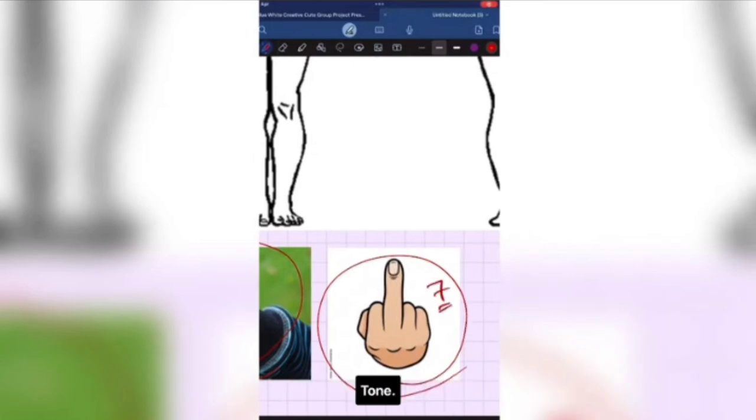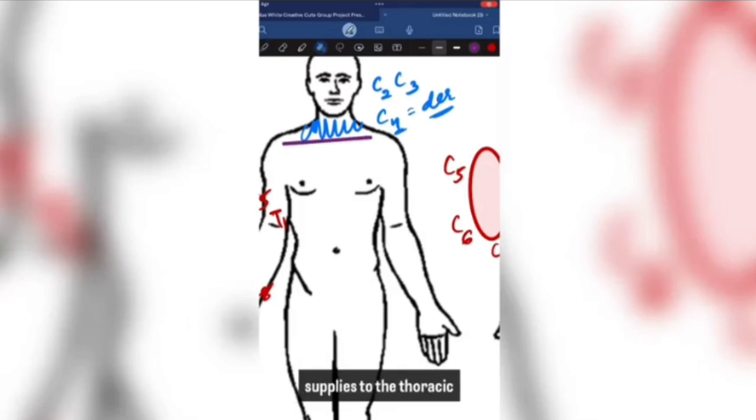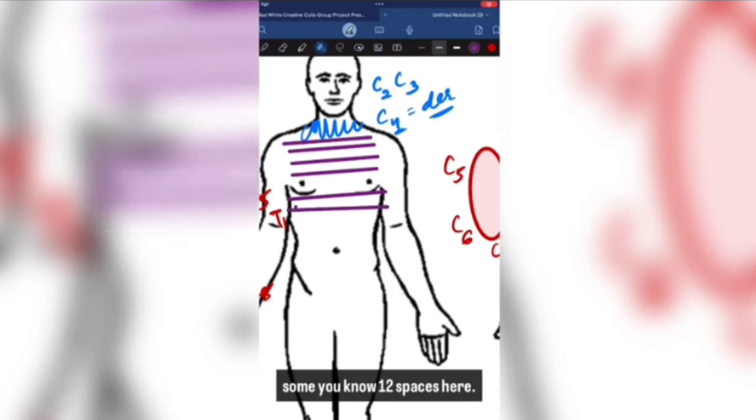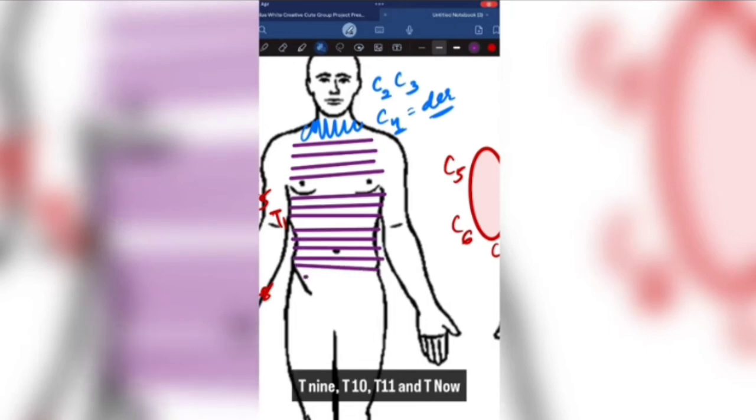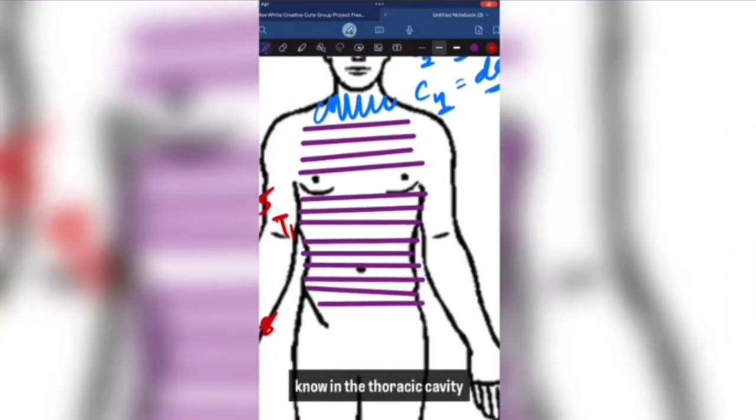T1. Now we know that thorax supplies to the thoracic part, therefore let's just draw some 12 spaces here: T1, T2, T3, T4, T5, T6, T7, T8, T9, T10, T11 and T12. Now the main things we need to know in the thoracic cavity would be T4 and T10. Now we know that there are 2 breasts and 2 nipples, therefore 1, 2, 3, 4, that would be T4. And we know that there is an umbilicus right in the center which looks like a 0, therefore T10. So T4 for the nipples and T10 for the umbilicus.